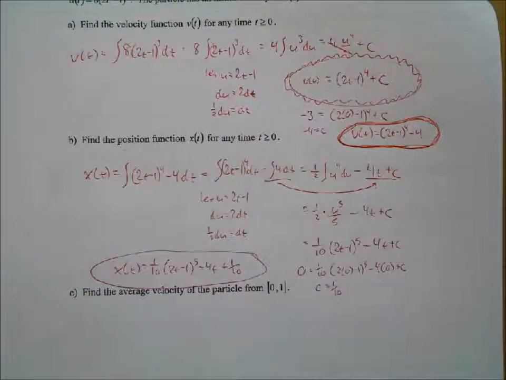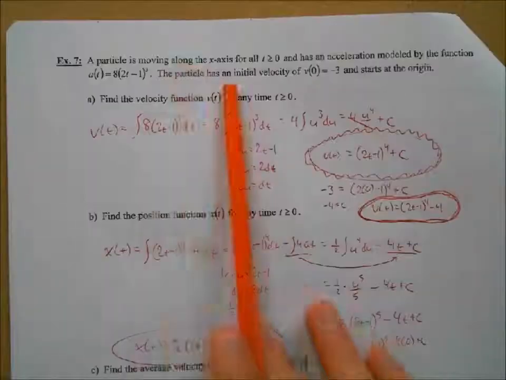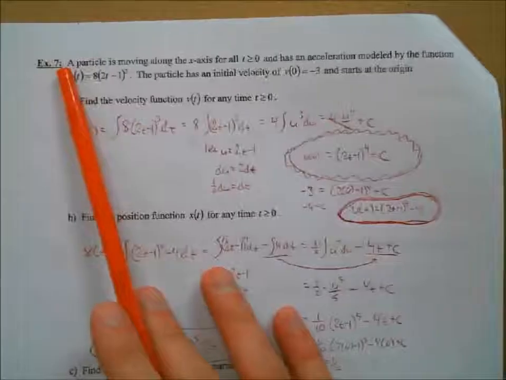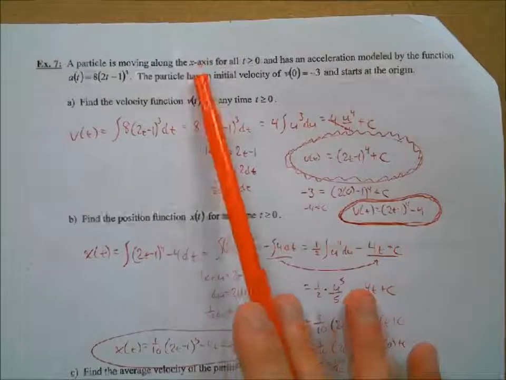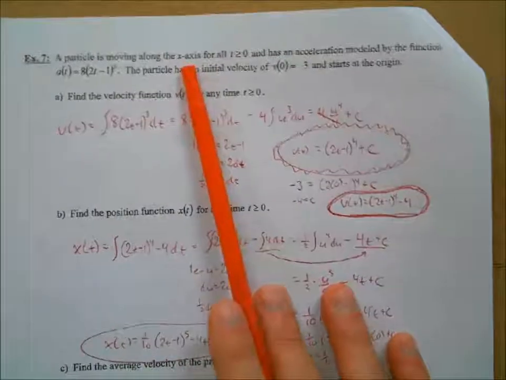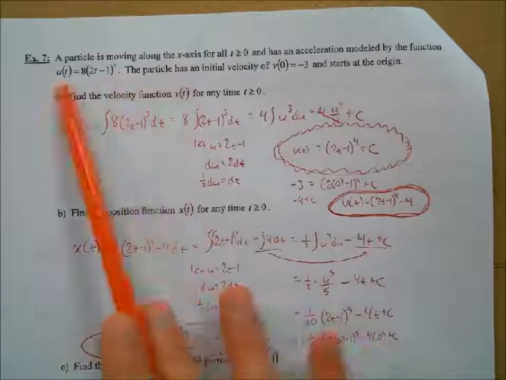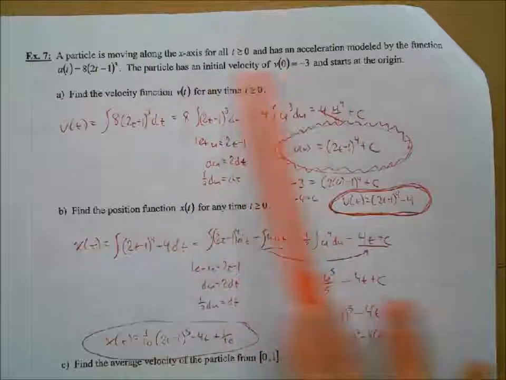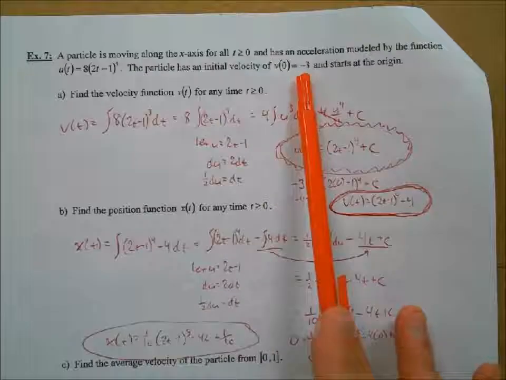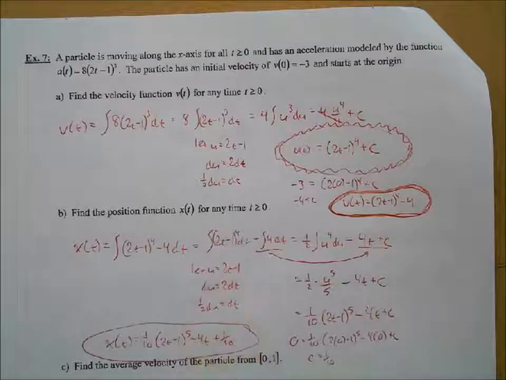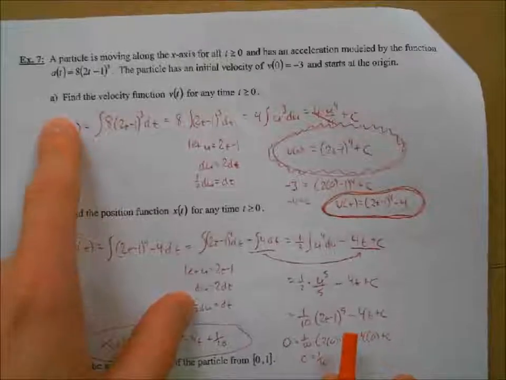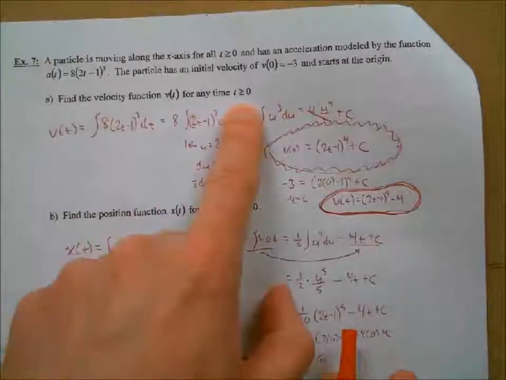Here we go, right? So yesterday we didn't quite get to finish example 7, talking about particle motion. This particular particle is moving along the x-axis. We're given the acceleration for the function, and we're given information about the initial velocity. V of 0 is -3, and it started at the origin, so the initial position was 0. We're asked, letter A, to find the velocity function, v of t, for any time t greater than or equal to 0.